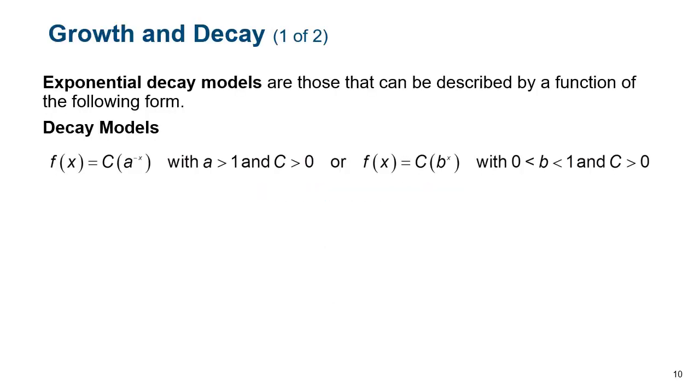Okay, how about growth and decay? Exponential decay models are just those that have the following constraints, right? That it's got the general function of f of x equals some constant c times a, your base, raised to the negative x, where a is bigger than 1, c is bigger than 0, i.e. positive, and we could rewrite it as b to the x, where b is a fraction between 0 and 1, and c is still positive.